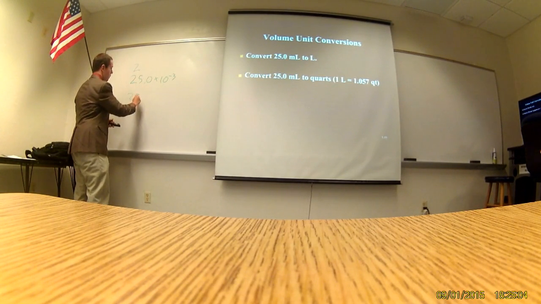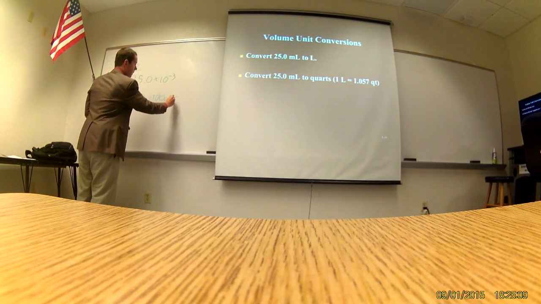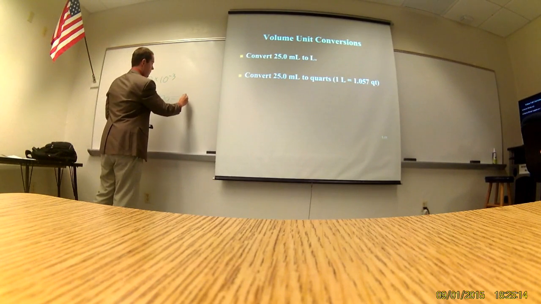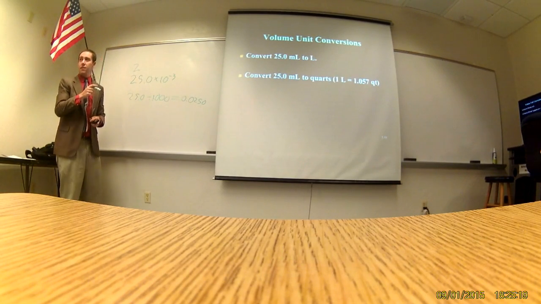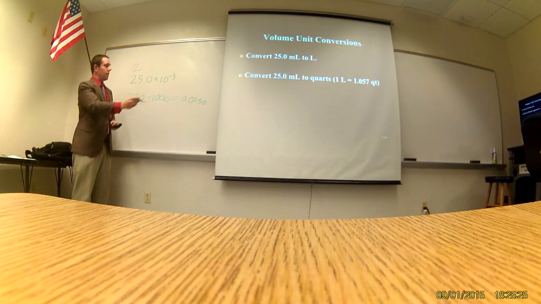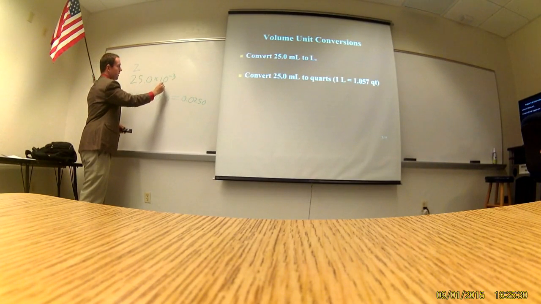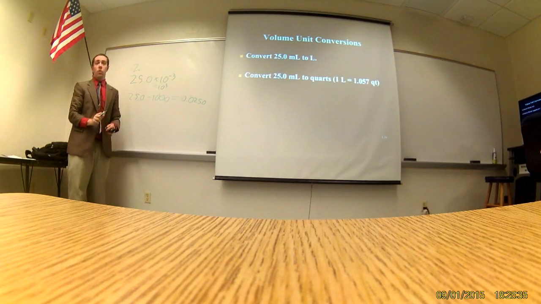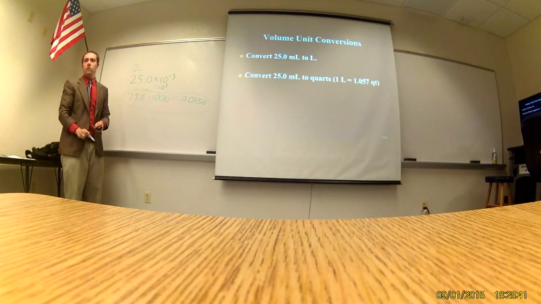So that's 25.0 divided by 1,000. What does that come out to be? 0.0250. Mathematically, this is exactly the same as multiplying by 10 to the negative third, which is the same as dividing by 10 to the positive third. If you don't understand that, don't worry about it. You are perfectly fine to work in this world.